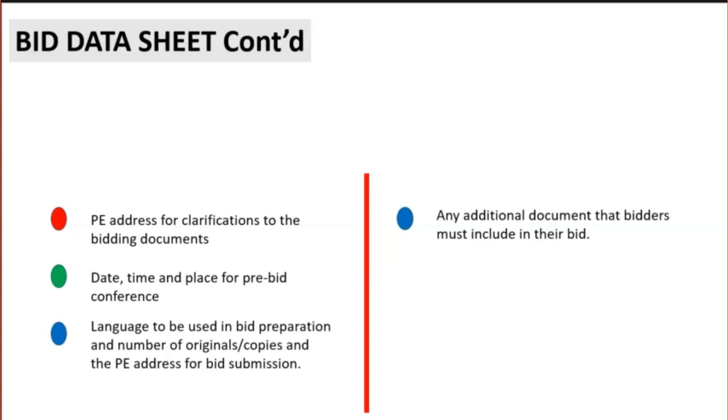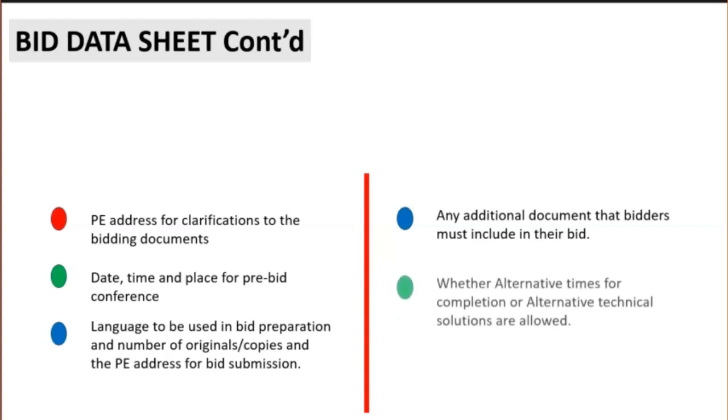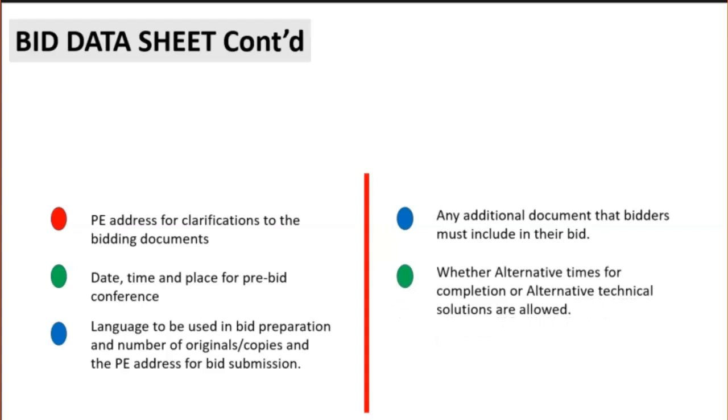Document like code of conduct for contractors personnel is important. You will see document like management strategies and implementation plans that the contractor will adhere to for mitigation of on-site environmental and social risks. Document like safety and health prevention and reporting plans. It talks about whether alternative times for completion or alternative technical solutions are allowed. You will find information about whether bid prices are fixed or subject to adjustment.